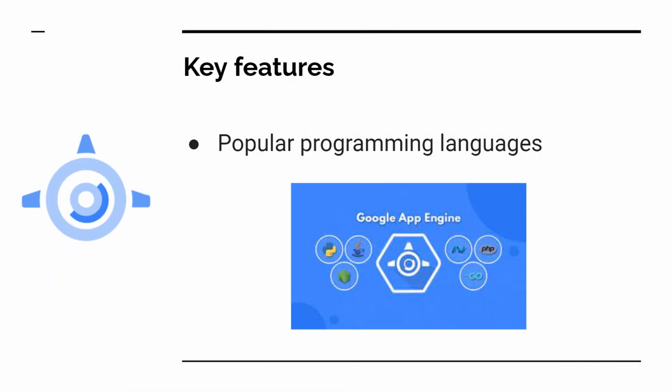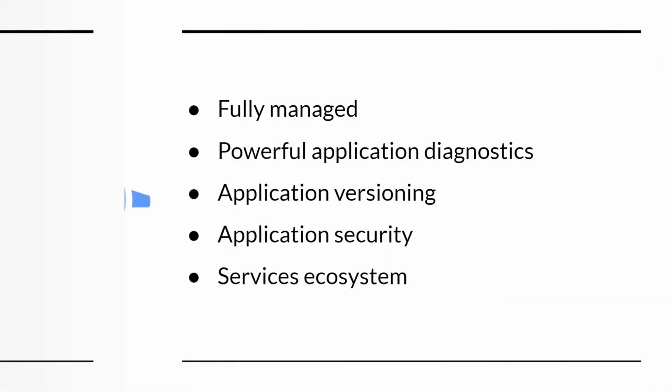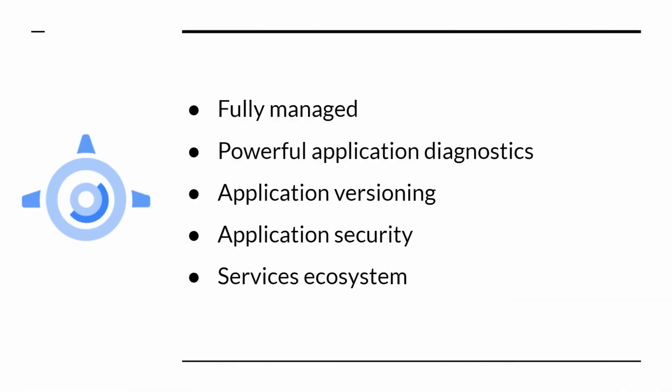Now let us see some of the key features of Google App Engine. First is popular programming languages. You can build your application in Node.js, Java, Ruby, C#, Go, Python, or PHP. Next is fully managed. A fully managed environment lets you focus on code while App Engine manages infrastructure concerns. Powerful application diagnostics. Use Cloud Monitoring and Cloud Logging to monitor the health and performance of your app, and Cloud Debugger and Error Reporting to diagnose and fix bugs quickly.